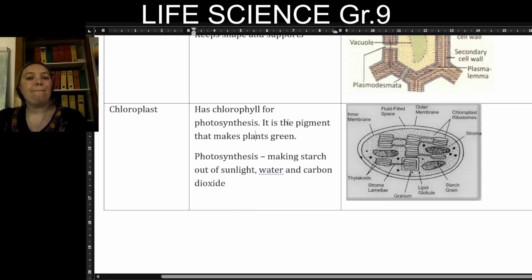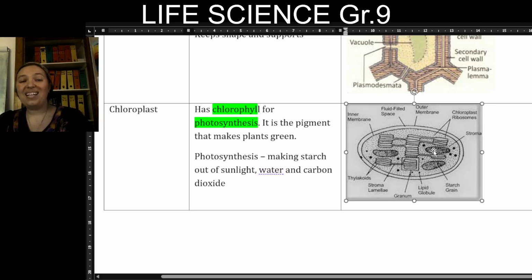Okay. So let's go like this. Chlorophyll, photosynthesis, pigment. Okay, so pigment is basically something that gives color. So photosynthesis, I said earlier, it is making starch out of sunlight, water, and carbon dioxide.